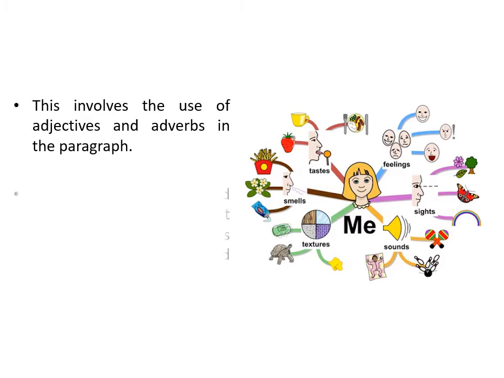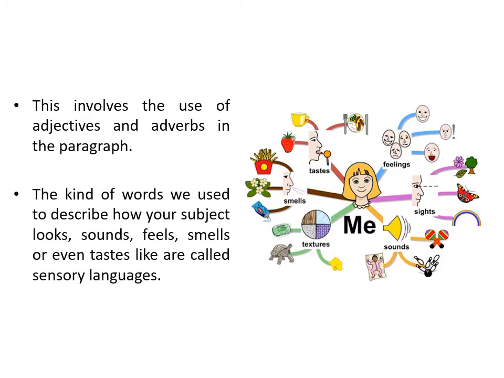This involves the use of adjectives and adverbs in the paragraph. The kind of words we use to describe how your subject looks, sounds, feels, smells, or even tastes are called sensory language. Samples of sensory language may be lovely, for the sense of sight. Sense of smell may be foul or fragrant. Sense of touch may be cold, rough, smooth. Sense of hearing may be loud, soft. Those are just very simple examples.